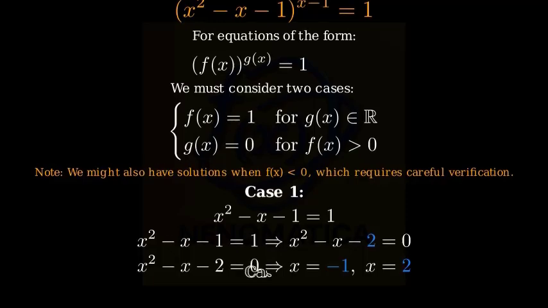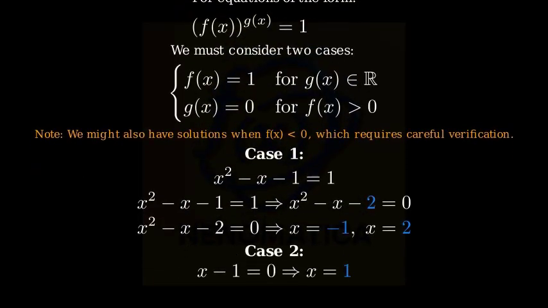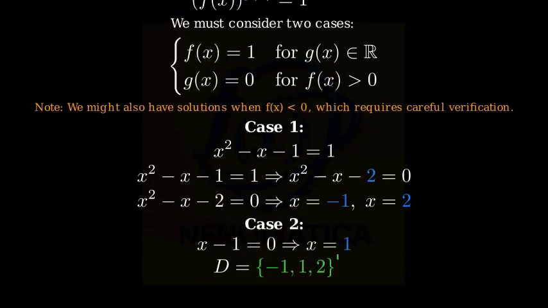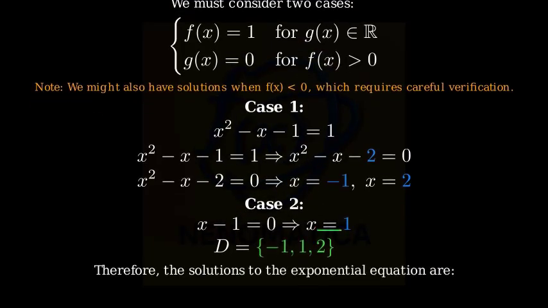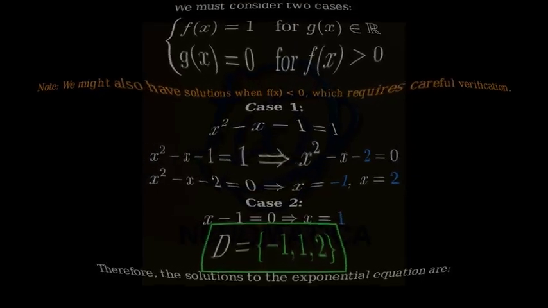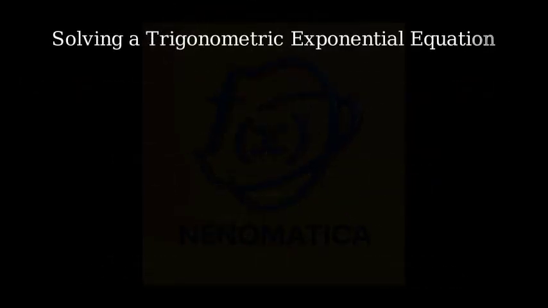Now let's consider case 2, when the exponent equals 0. In this case, x minus 1 equals 0, which gives us x equals 1. Therefore, combining all our solutions, the final answer is D equals the set containing -1, 1, and 2. This completes our solution. We found three values, x equals -1, x equals 1, and x equals 2, that satisfy the original exponential equation.